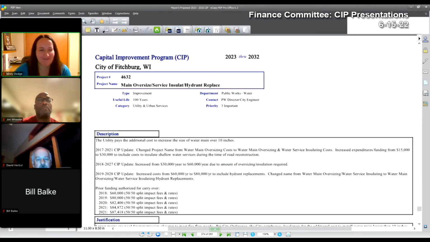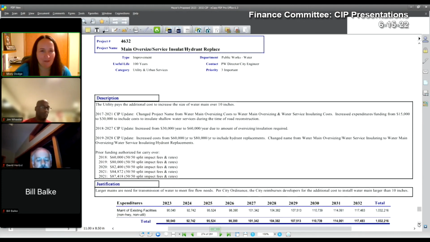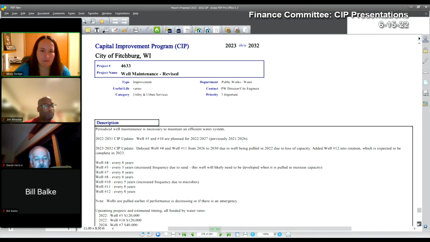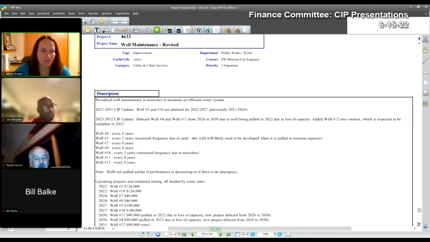My apologies for a mild tangent there, but 4632, main oversized service installation and hydrant replacement. No revisions to that. 4633, well maintenance, scheduled revision based upon performance is the only revision on that one.